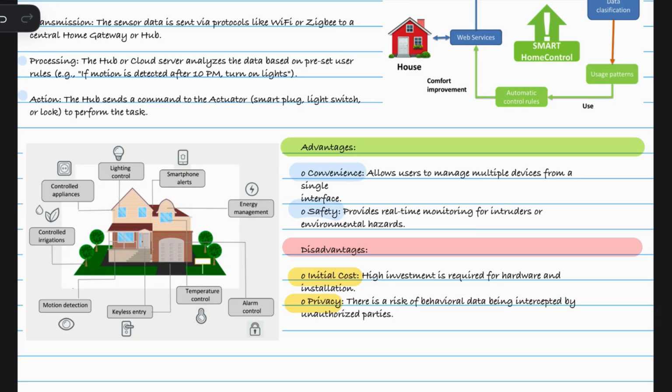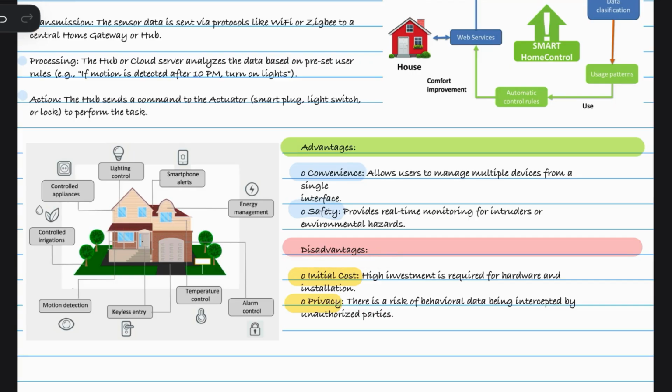So the two massive wins here are convenience and safety. Convenience is that you are managing your entire house from a single app screen, and there is safety as well. It gets you instant push alerts if there is a gas leak or an intruder, so before they cause any damage, you get the safety alert. So these are the major pros. There are further ones as well, you can add according to your own will.